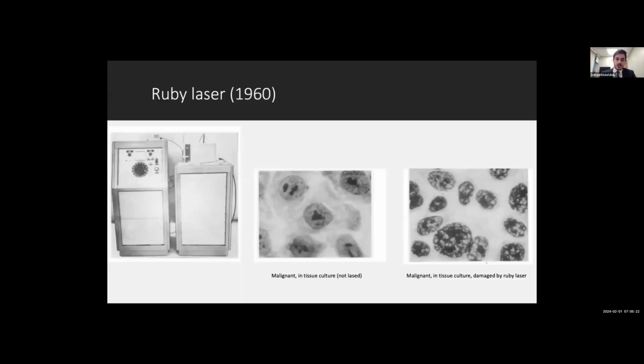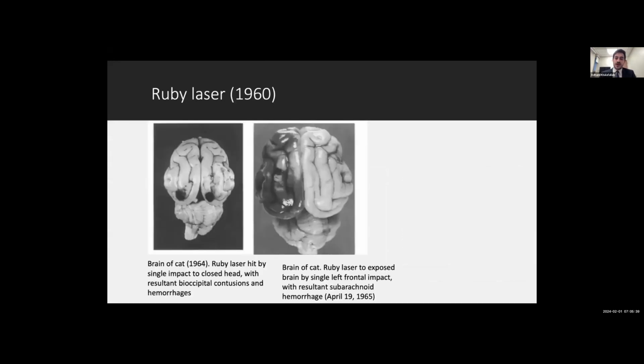So the Ruby laser that I just mentioned, in 1960, this is the laser device as you see on the left, and this is when they started applying it to tissue cultures. You can see here a malignant tissue, and after they lased it, you can see how the malignant cells become damaged. Now they start applying lasers to actual brains, and this is the first time they started applying it to animals.